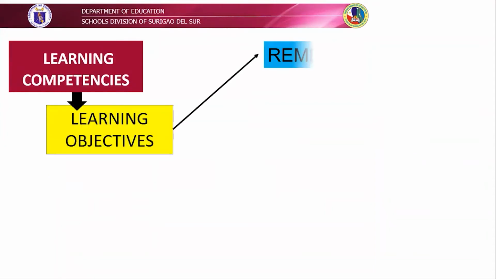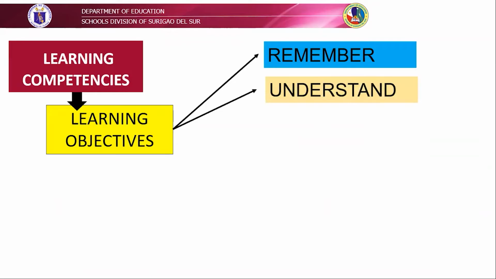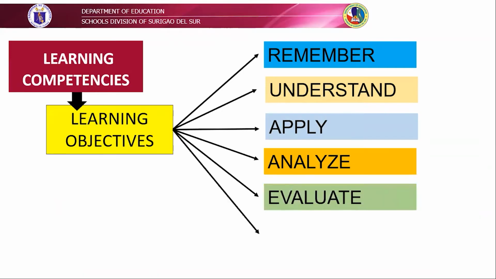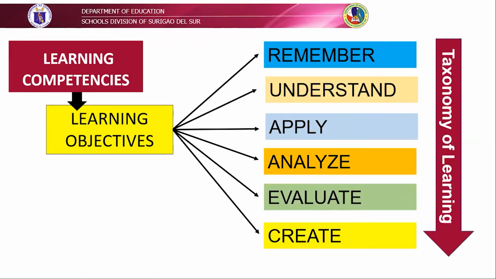When breaking down the competencies into learning objectives, the learning objectives must adhere to levels of learning and assessment through the taxonomy of learning. It must be noted that learning objectives must be articulated in a way that is sequential and progressive and must encapsulate the cognitive, psychomotor, and affective domains.